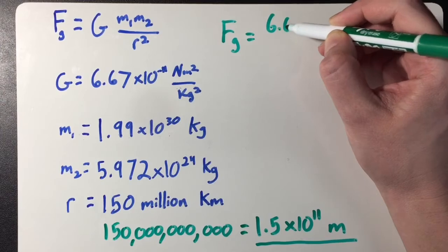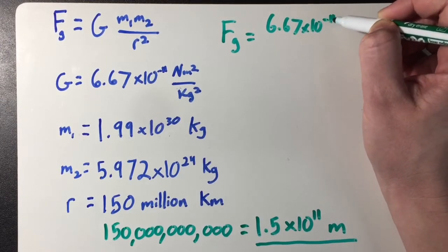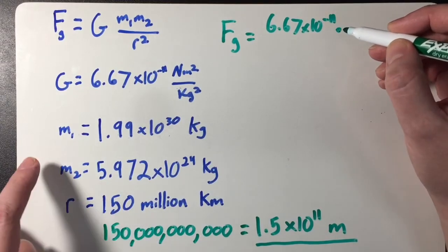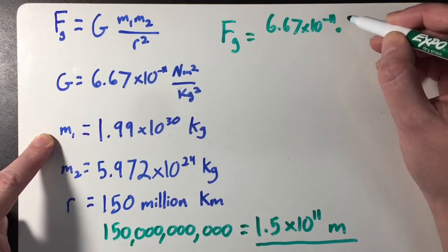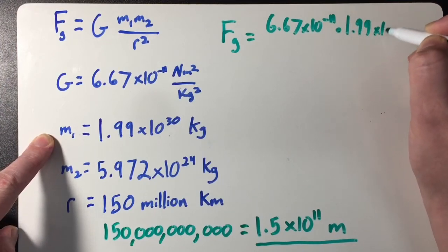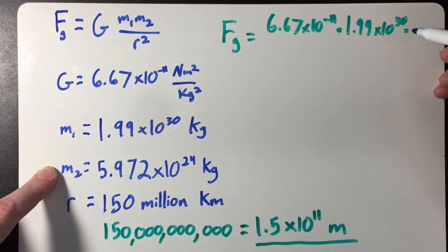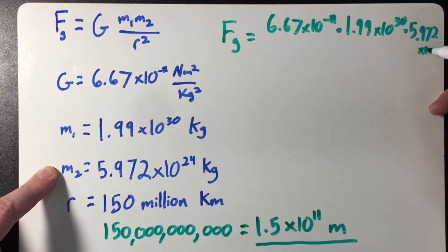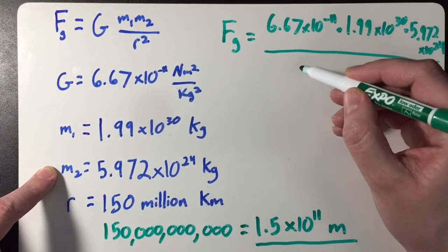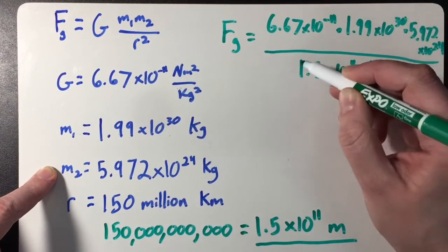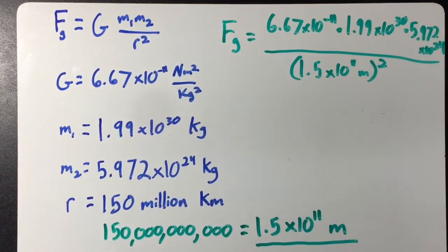Okay? So when I set that all up, I'm going to have force of gravity is equal to 6.67 times 10 to the negative 11th. And for the sake of space, I'm not writing my units right now, times the mass of my sun, 1.99 times 10 to the 30th kilograms. Again, I'm out of room, so multiply by the mass of the earth, 5.972 times 10 to the 24th, divided by 1.5 times 10 to the 11th meters squared. I know, I added units. I'm not being consistent. That's okay.